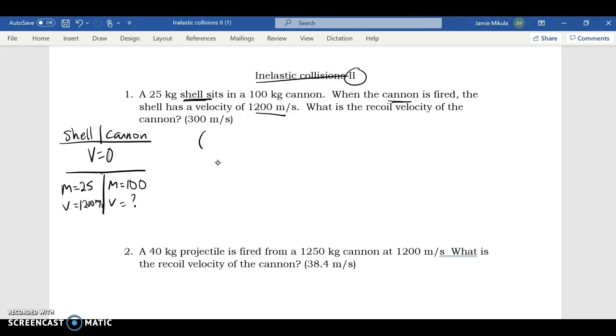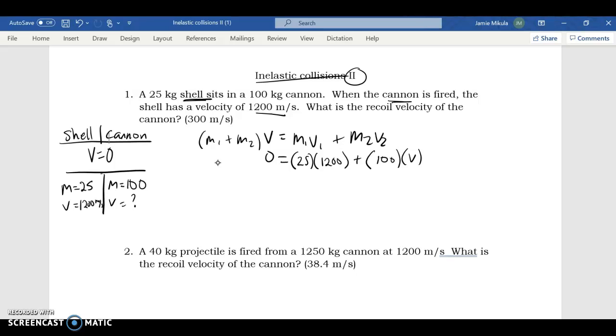So the formula here is m1 plus m2 times the velocity initial equals m1 v1 plus m2 v2. So you can see in the formula that they start together, and this is like the collision, and then they separate since there's two different masses at the end. So since the initial velocity is 0, that makes this whole side 0. So I'm just going to put 0 equals. Mass is 25, velocity is 1200, plus mass of 100, velocity we don't know.